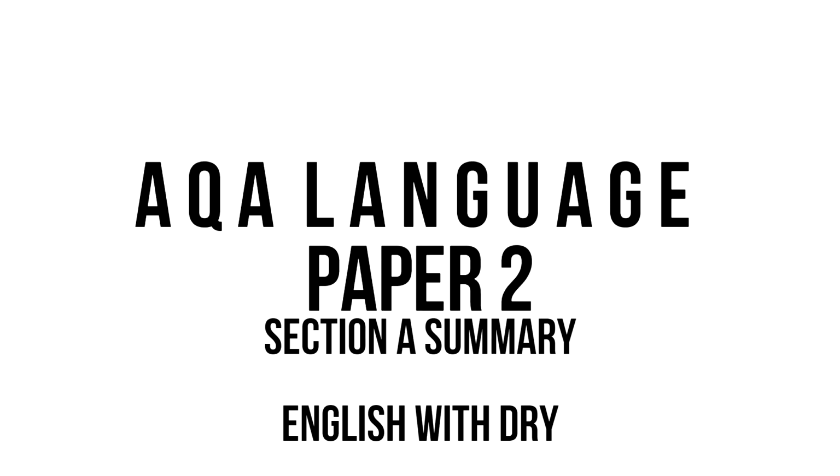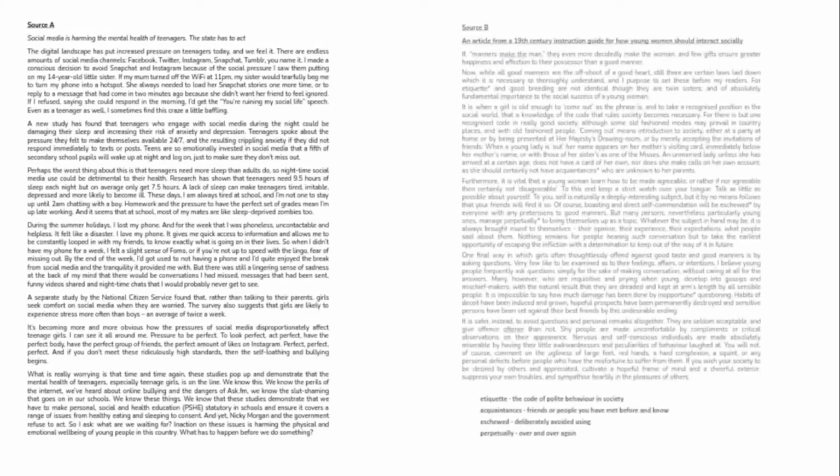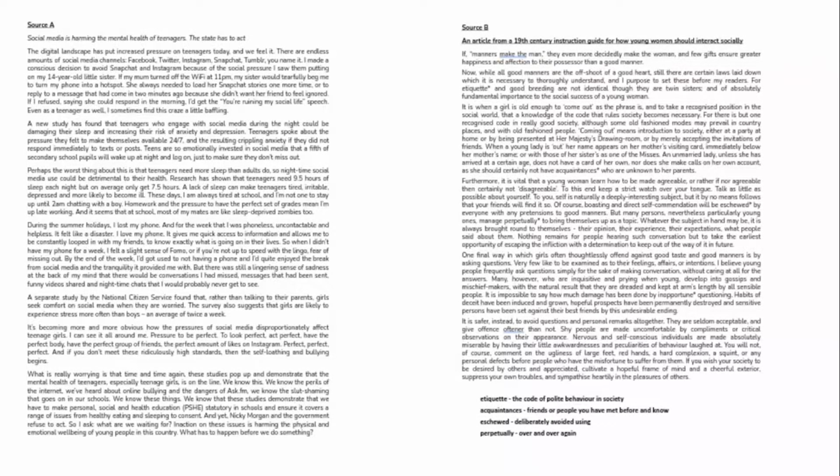Today I'm taking you on a little walkthrough of AQA English Language Paper 2, Section A. Section A is called the reading section. Now, that means that you are going to be given two sources in Language Paper 2, Source A, and you guessed it, Source B. These will always be non-fiction and usually from two pretty different time periods or eras.